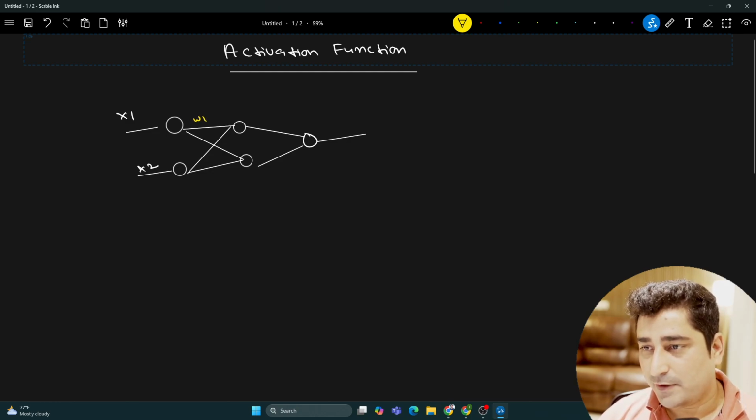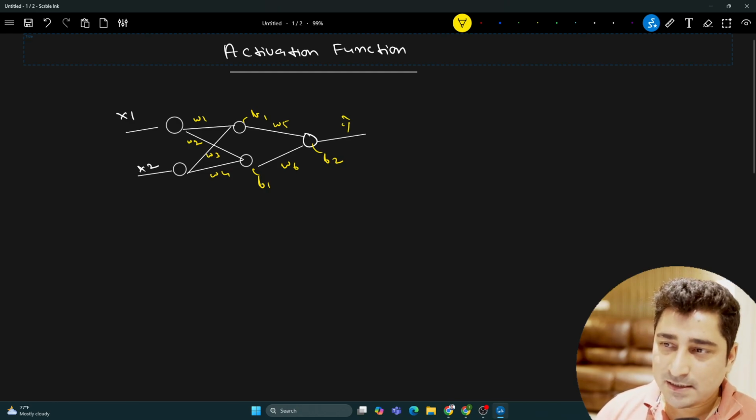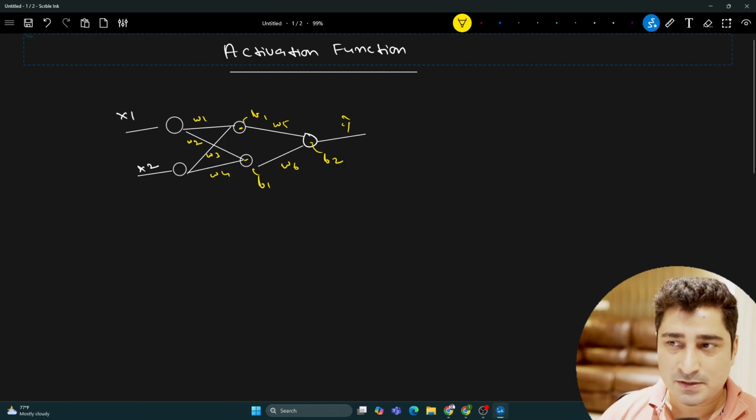So we have weights W1, W2, W3, W4, biases B1 and B2, and then eventually I'm going to receive Y2. And here we have W5 and W6. Let's suppose I consider this kind of neural network with no activation function, right? There is no activation function which I'm using over here, and no output function either.